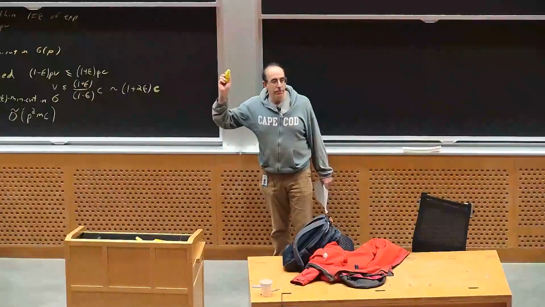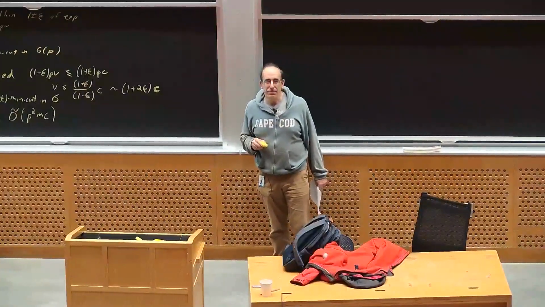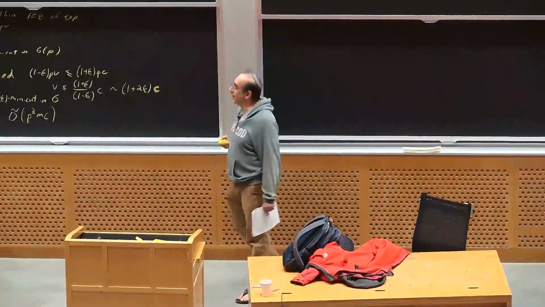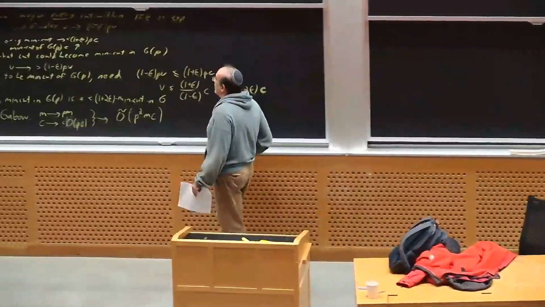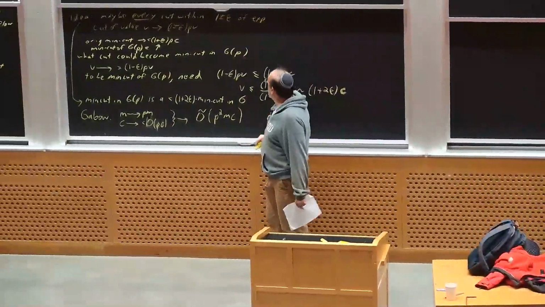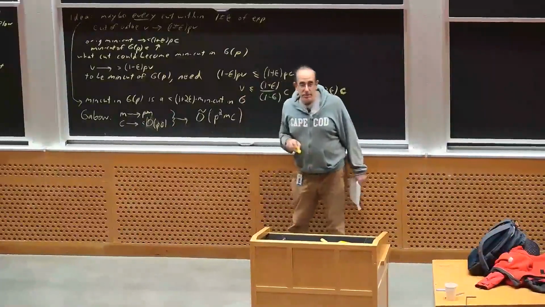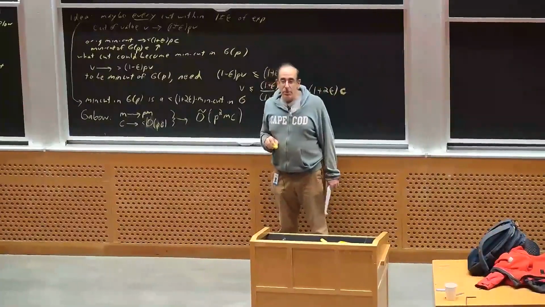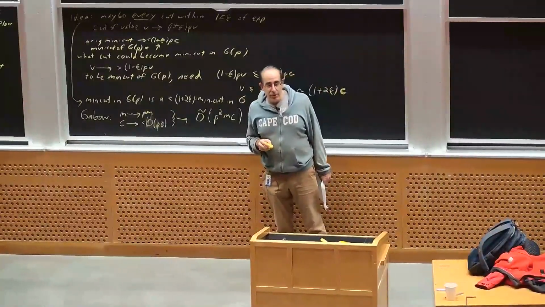Sorry, a question? No? Okay. So that's where we left off last time. And I said, you know, it'd be really nice if every cut is within 1 plus or minus epsilon of its expectation. But why in the world should we expect that to be true?